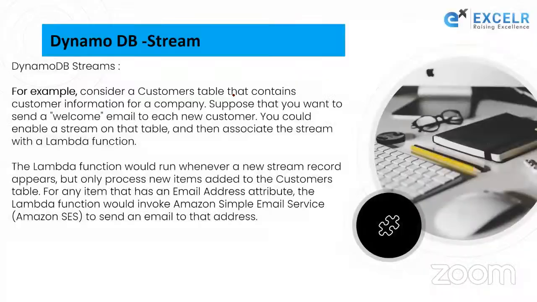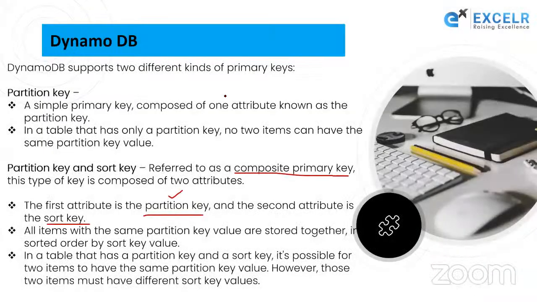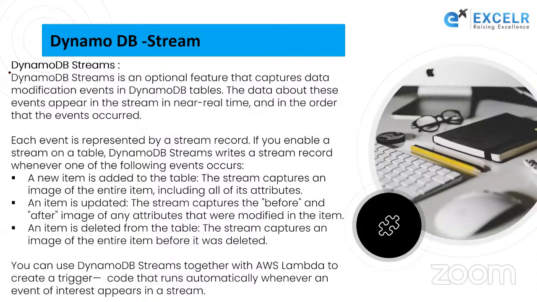Now let us look at another feature of your DynamoDB, which is called DynamoDB Stream. What is this DynamoDB Stream? It's an optional feature which is available with your DynamoDB. What it does is it captures any data modification event which is happening in your DynamoDB table. By doing this, it is creating a backup of all the items which are part of your DynamoDB.